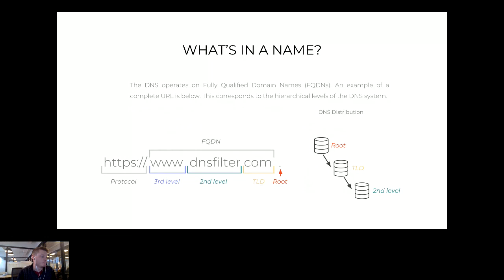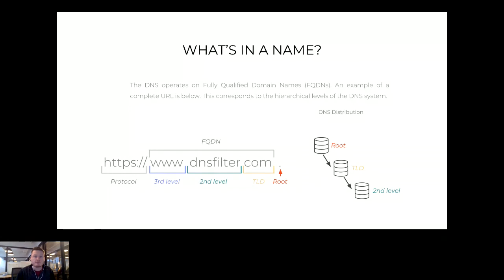So what's in the name? The DNS system operates on what are called fully qualified domain names, and you can see that in the slide here. So typically, you type in your web browser, you'll have a protocol, could be HTTPS, HTTP. If you're outside of your browser or using something else, could be FTP, things like that. But the FQDN is listed here on this slide.